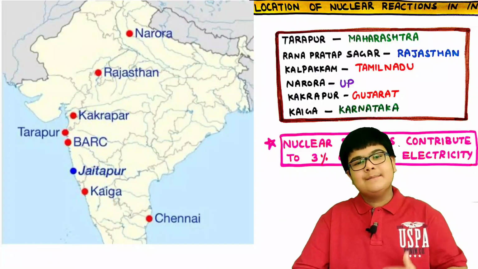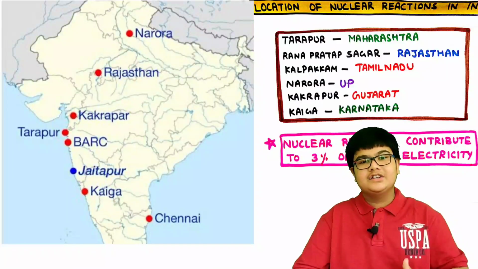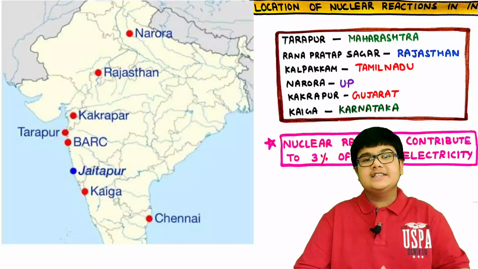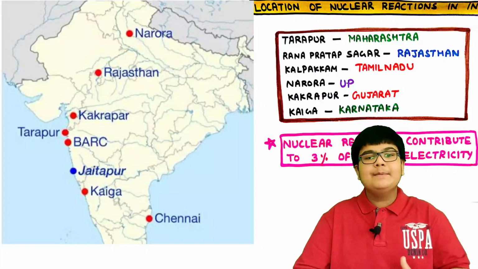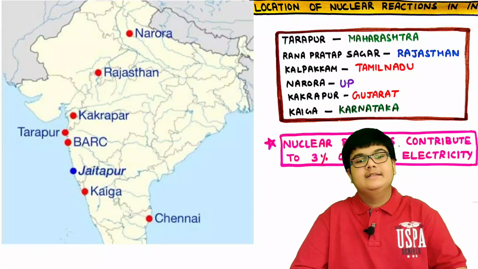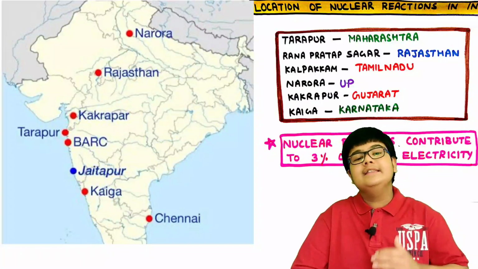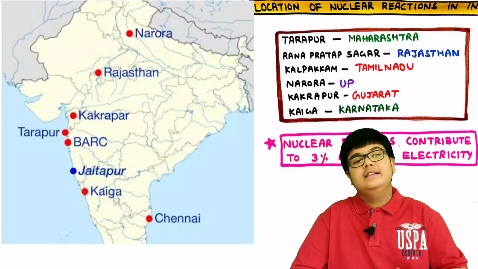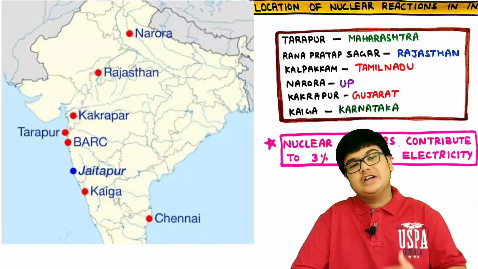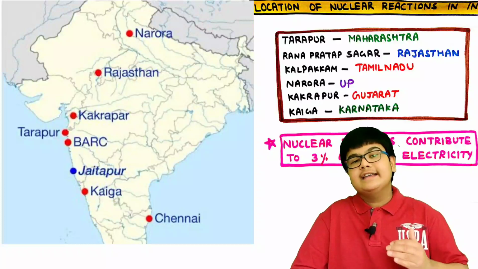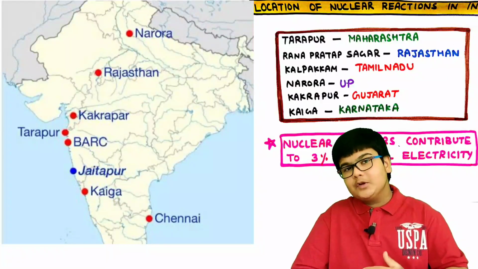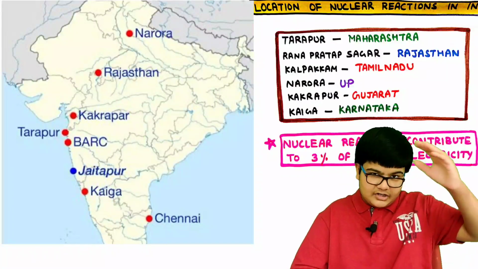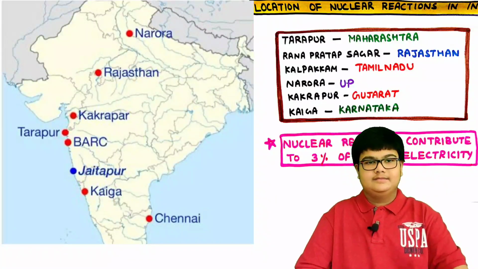Now let us see the major locations of nuclear reactors in India. The first is Tarapur in Maharashtra. Second is Rana Pratap Sagar in Rajasthan. Third is Kalpakkam in Tamil Nadu. Fourth, Narora in Uttar Pradesh. Fifth, Kakrapar in Gujarat. And sixth, Kaiga in Karnataka. Nuclear reactors contribute to 3% of the total energy generation in India.